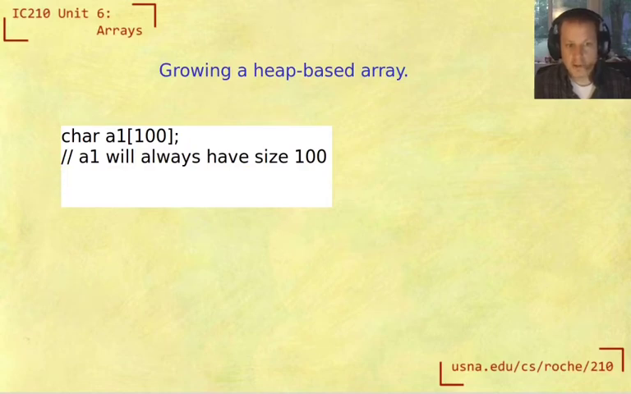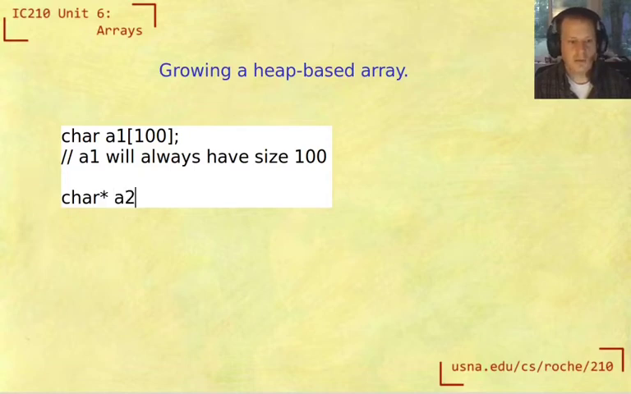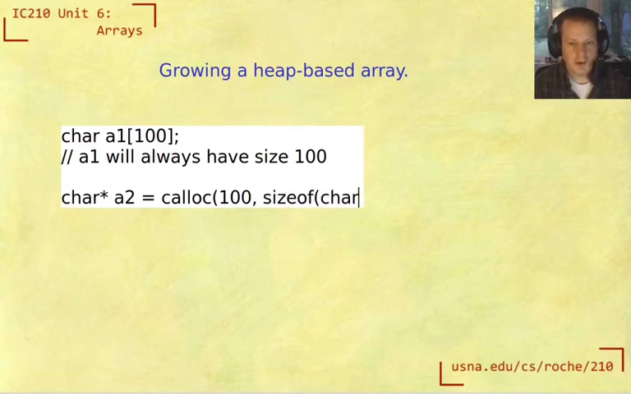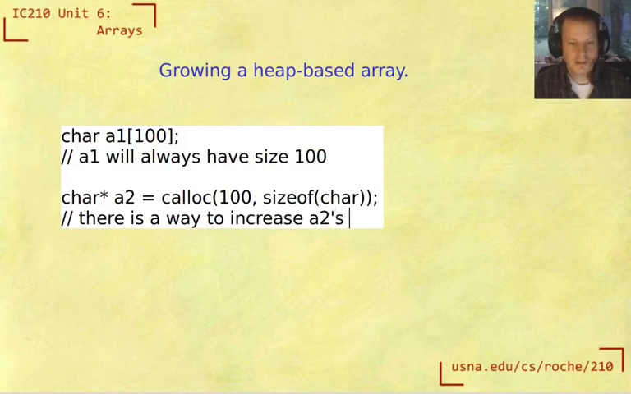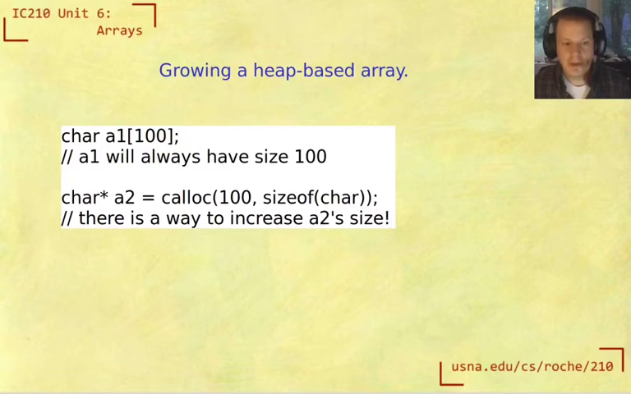But if we use heap allocation, remember what the syntax for that is, I'll give it a different name. We would say calloc. In this case, we would say 100 and then sizeof char. If we do that, there is a way to increase A2's size afterwards. And so let's see what that is.